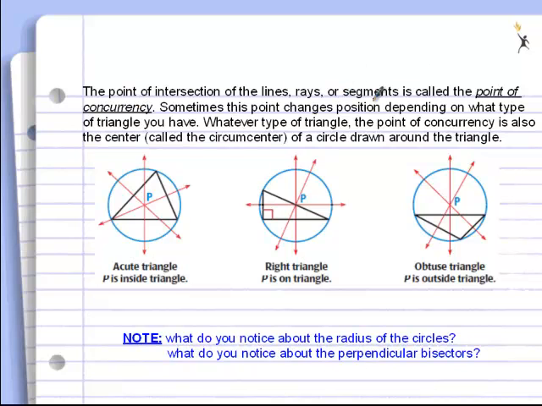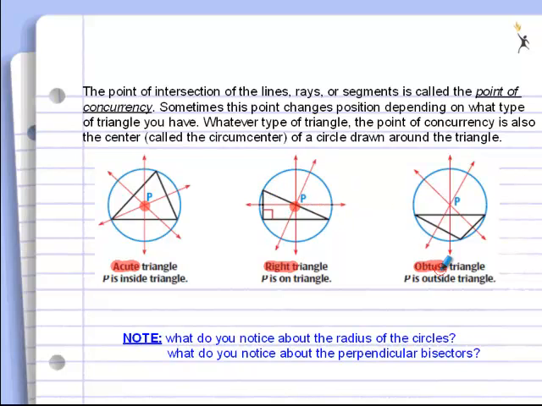Sometimes this point changes positions depending on what type of triangle you have. Here, we have an acute triangle, and we can see that the intersection of all three perpendicular bisectors is inside the triangle. Here we have a right triangle, and we can see that the intersection of all three perpendicular bisectors is on the hypotenuse. More importantly, it's on the triangle. It's actually on one of the sides.